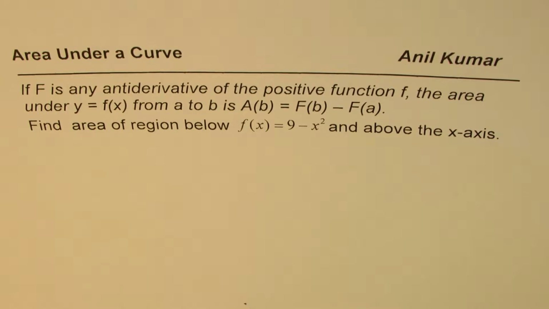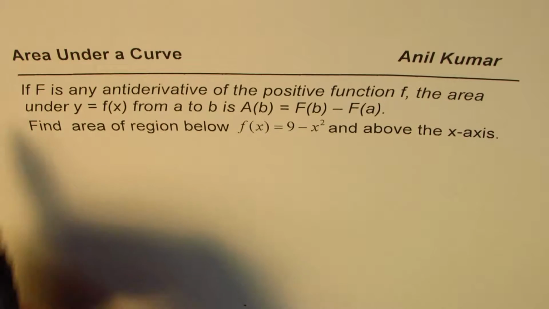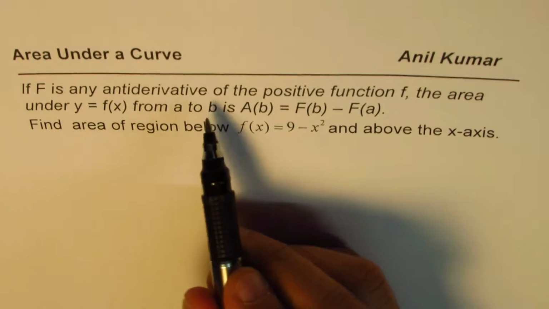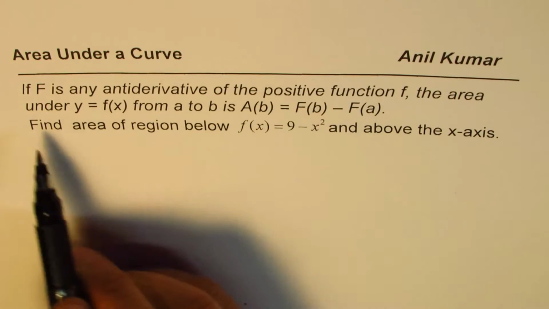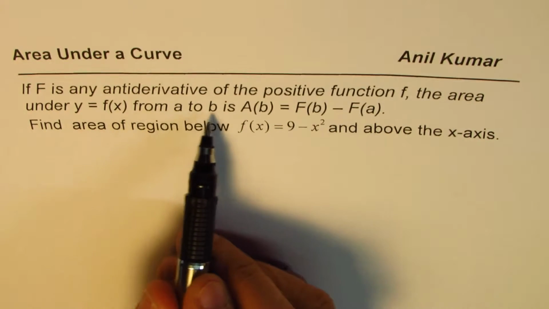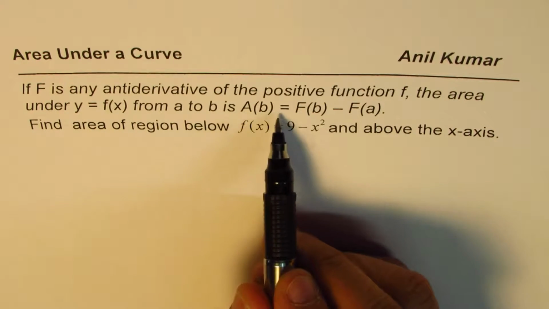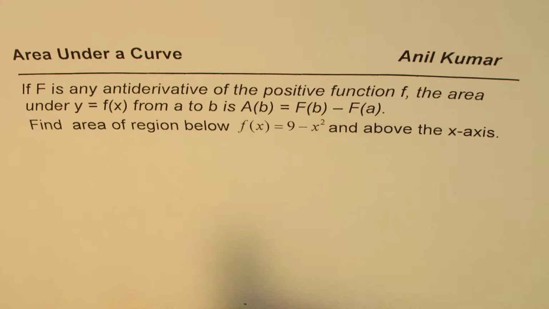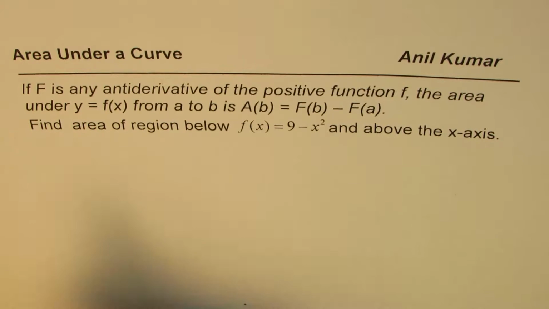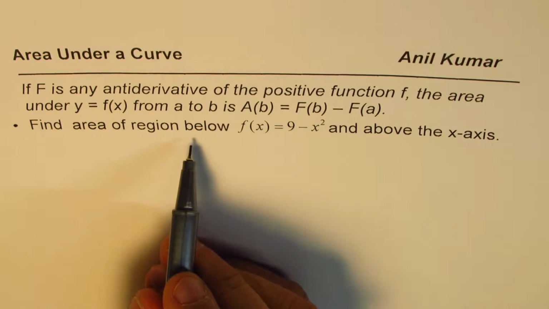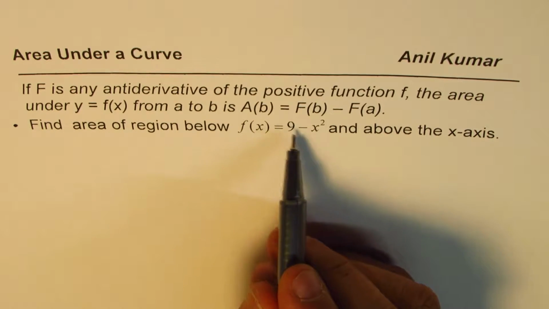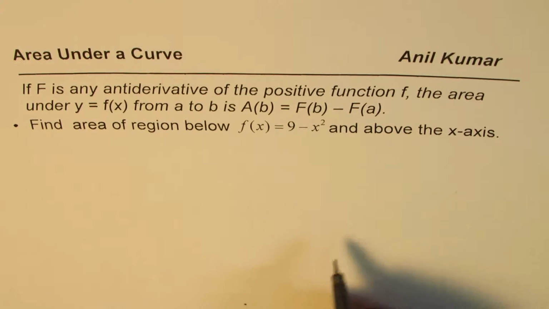I'm Anil Kumar. We are exploring the idea that if F is any antiderivative of the positive function f, the area under y equals f of x from a to b is F of b minus F of a, right? So that is how you can find area under the curve. The question in particular, which we will discuss in this video, is: find the area of the region below f of x equals 9 minus x squared and above the x-axis.